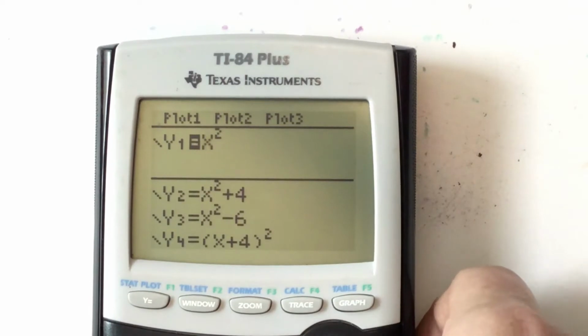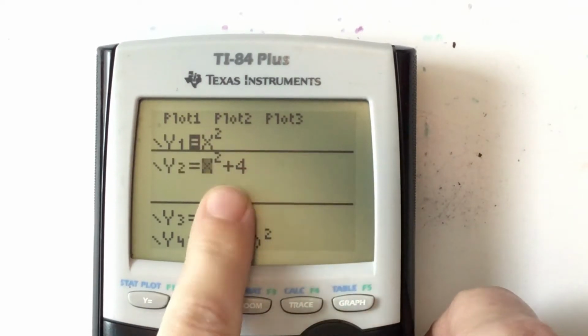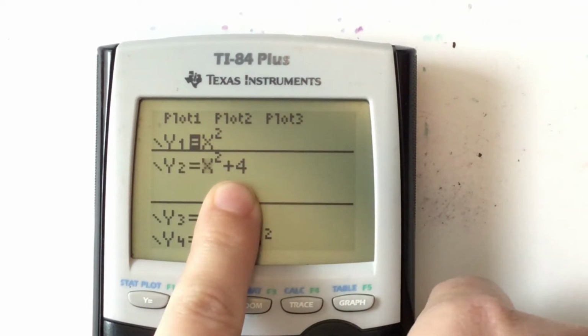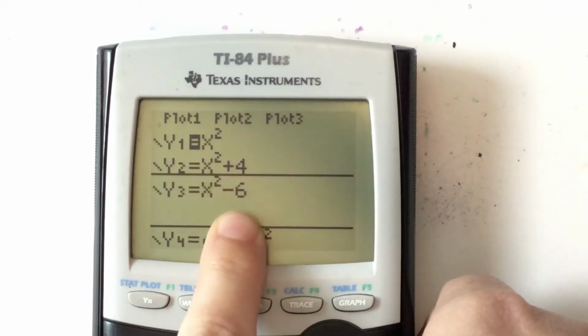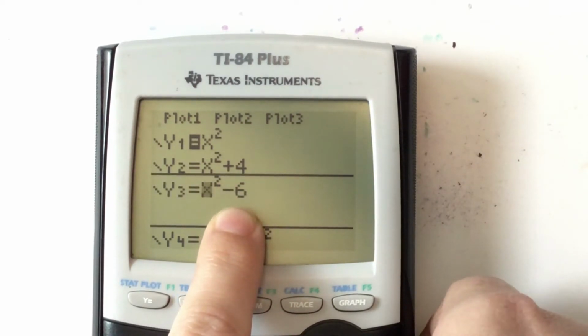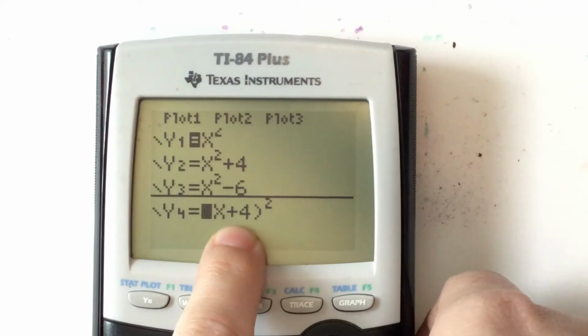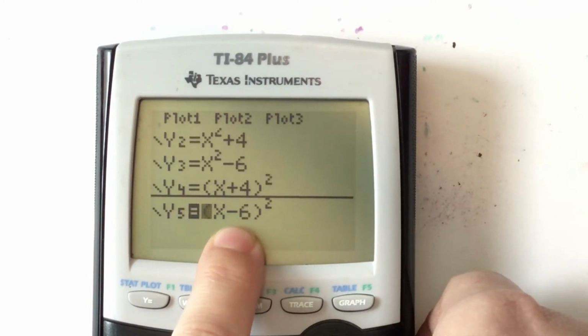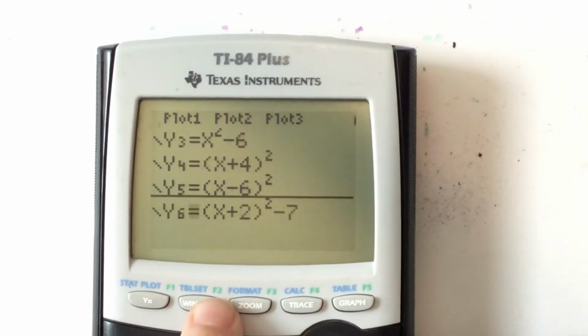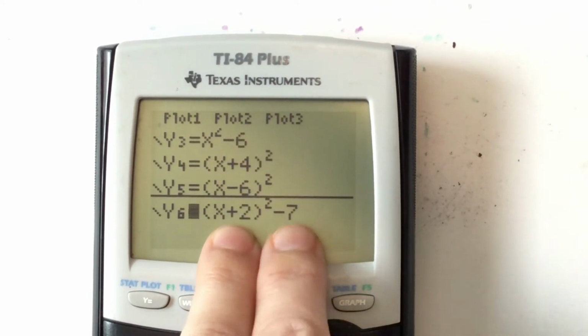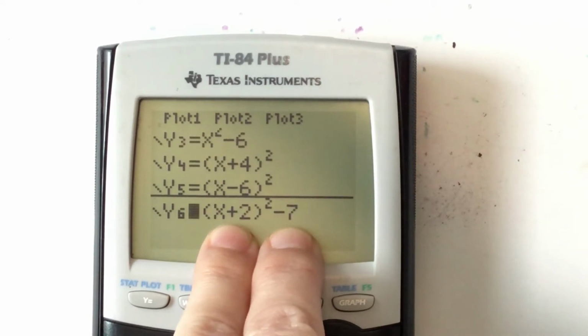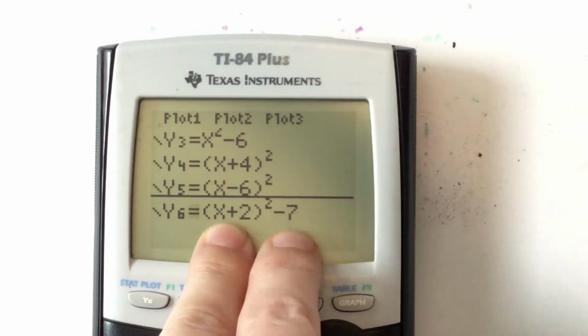Okay, so let's talk about everything we've discovered so far. The plus in the back makes it go up. The minus in the back makes it go down. The plus in the parentheses makes it go left. The minus in the parentheses makes it go right. So what do you think this is going to do? We're going to have two different things happen. What do you think the plus 2 inside is going to do and the minus 7 on the outside is going to do?